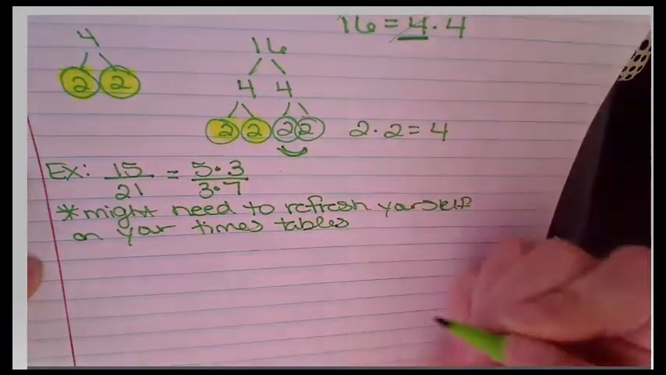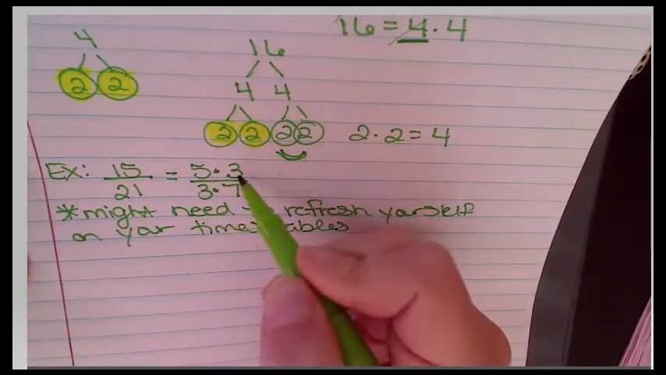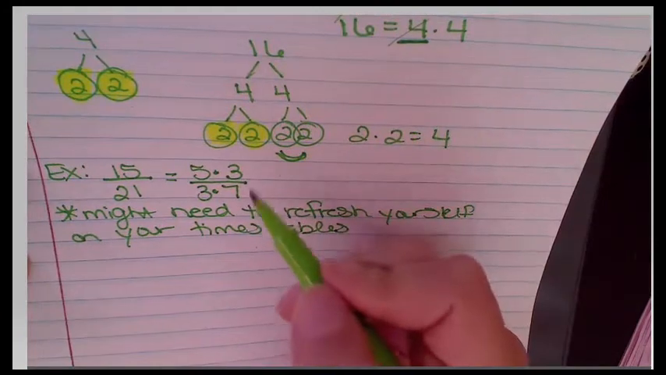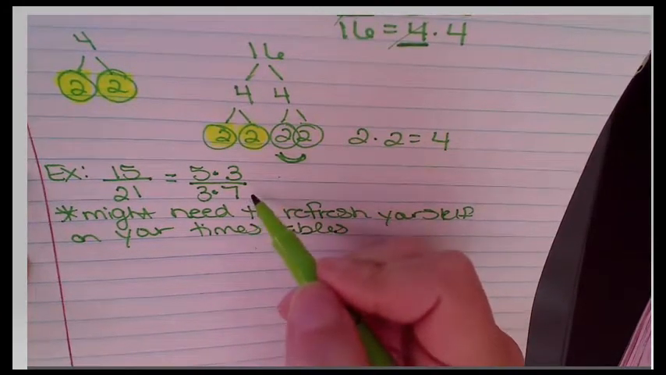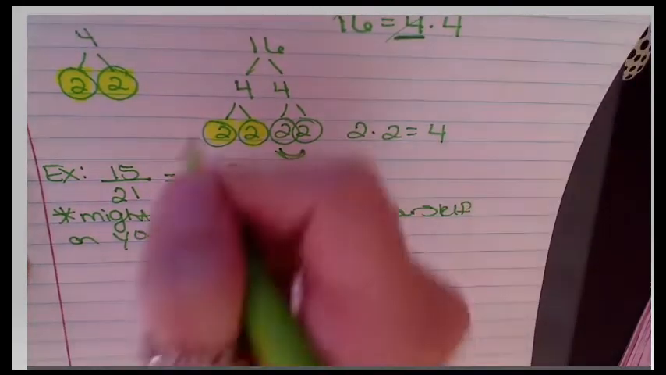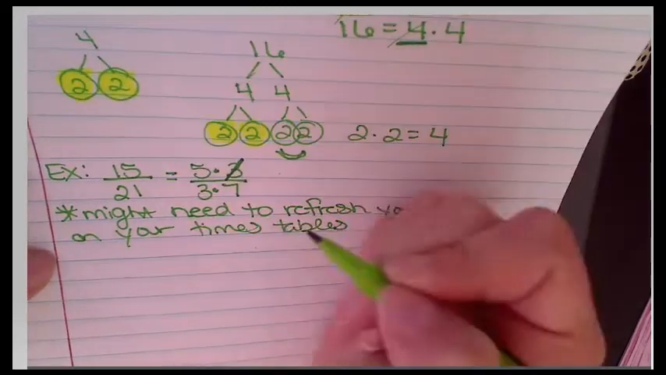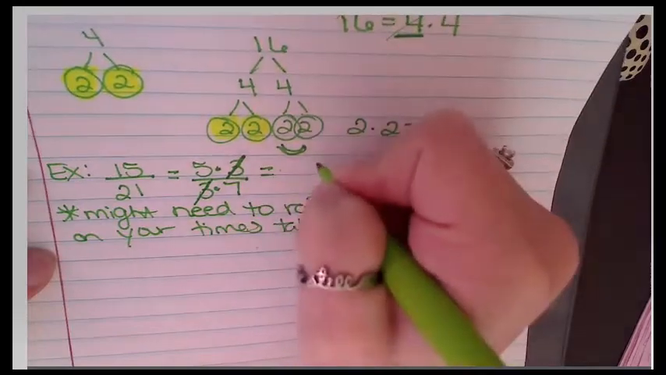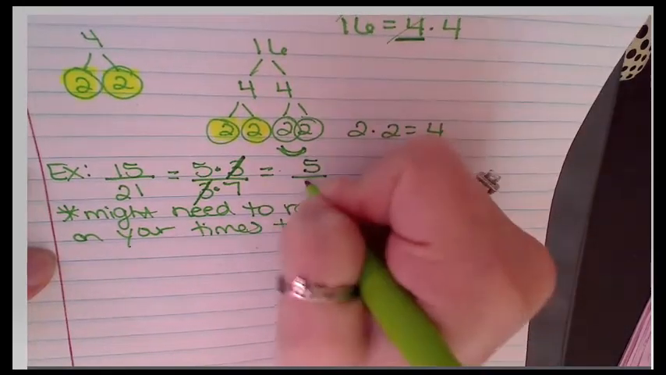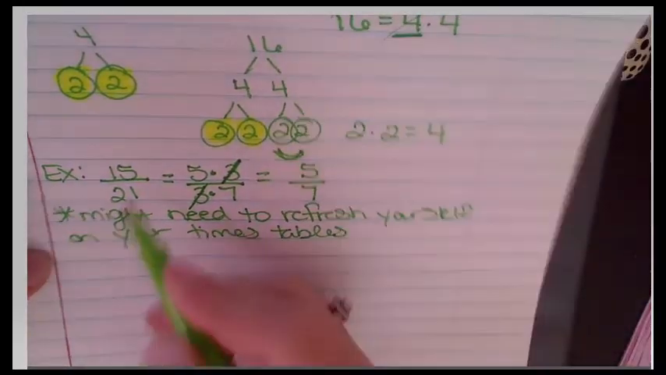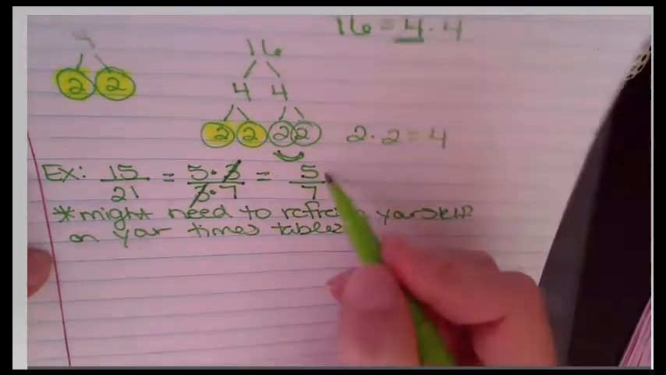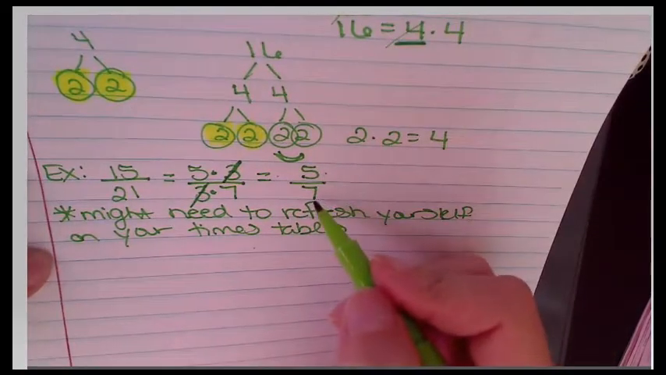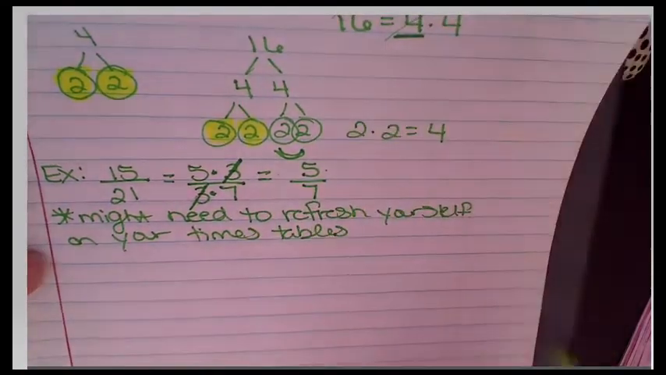Okay, so we have 5 times 3, and we have 3 times 7. Is there anything on top that's the same as on bottom? The answer is yes. We have a 3 on top, and we have a 3 on bottom. So what does that leave us with? But a 5 and a 7. So 15 over 21 is the same thing as 5 over 7 when it's reduced. And that's how you simplify fractions.